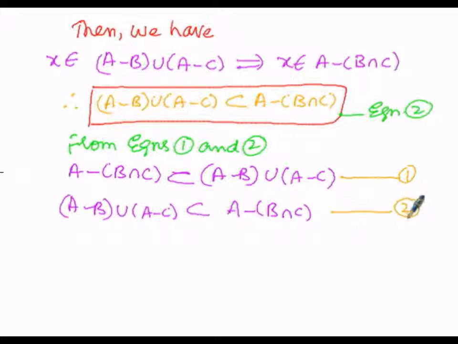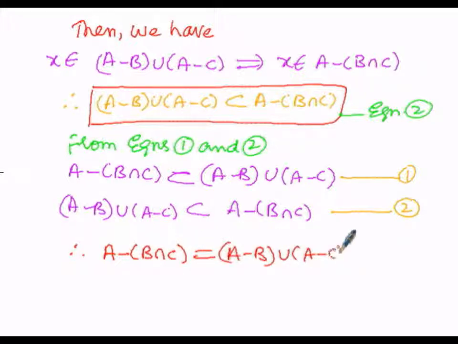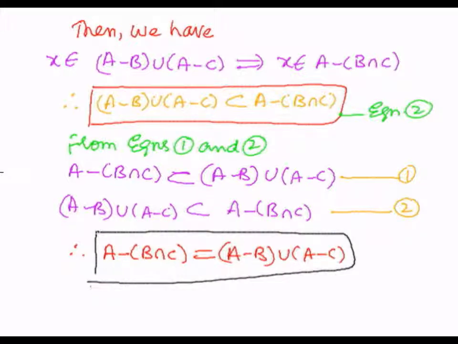Now from these two conditions it is clear that A minus of B intersection C is a subset of A minus B union A minus C, and the right hand side, that is A minus B union A minus C, is a subset of A minus of B intersection C. That is, LHS is a subset of RHS and RHS is again a subset of LHS. Therefore LHS will be equal to RHS. That is, we can write A minus of B intersection C will be equal to A minus B union A minus C. So in this manner we have proved this condition. Hence it is proved.